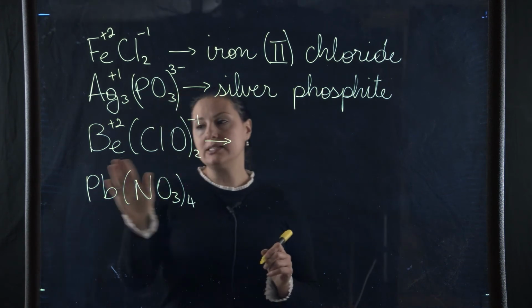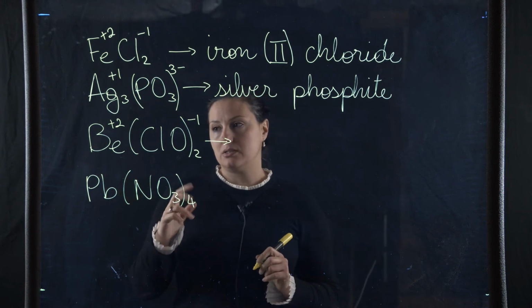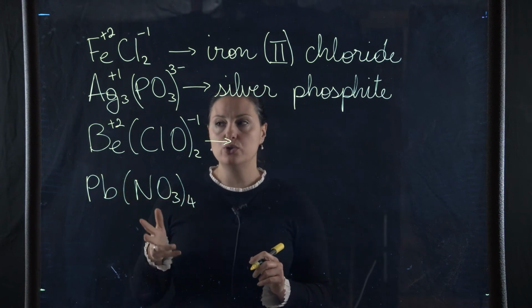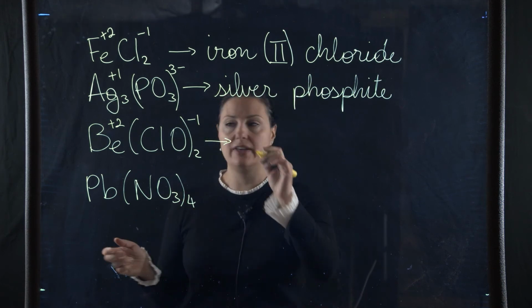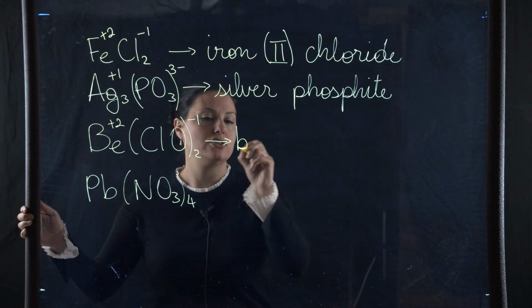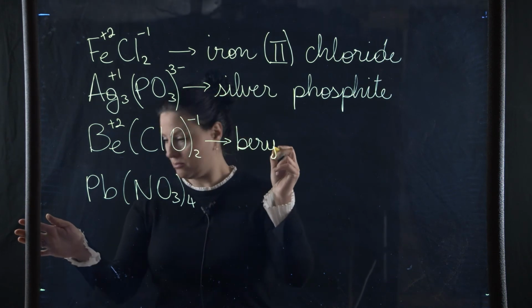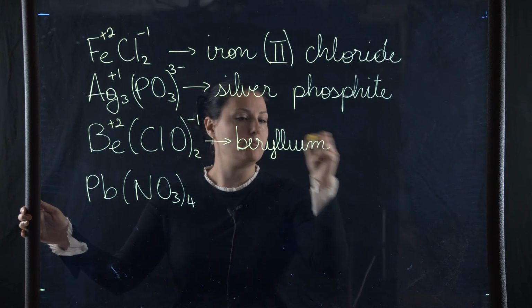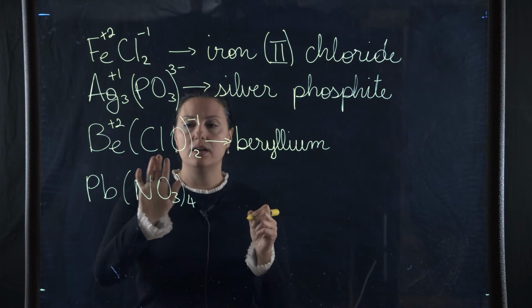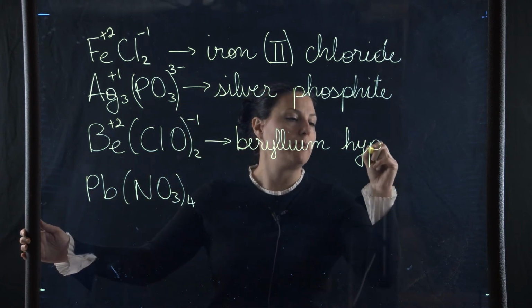And when I write this out, because beryllium is a group 2 element, it will always have a +2 charge, so I don't need to specify the charge. I just write the name beryllium, and then hypochlorite for the polyatomic ion.